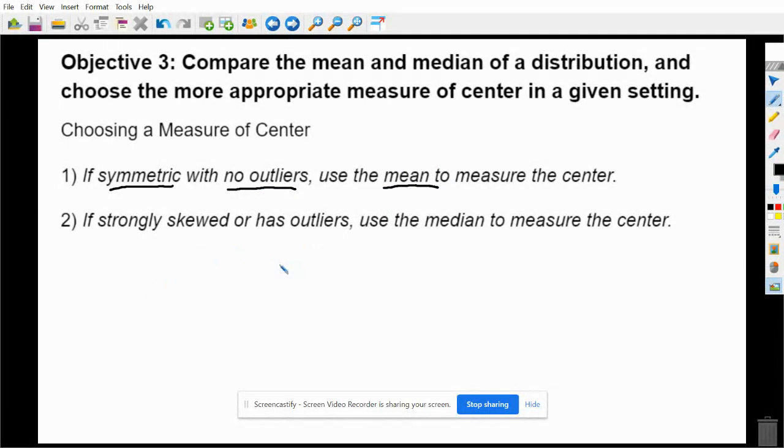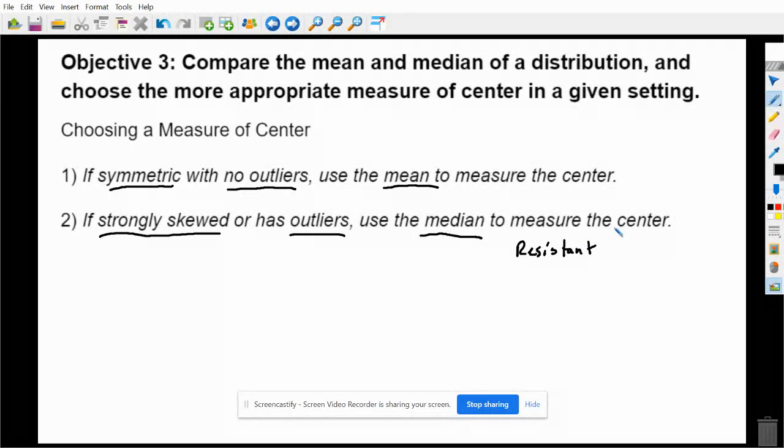If it's strongly skewed, or has outliers, then the median's going to be better. So again, if it's strongly skewed, not so much symmetric, and it has outliers, then we're going to use the median because, again, that is resistant to the outlier in that data.